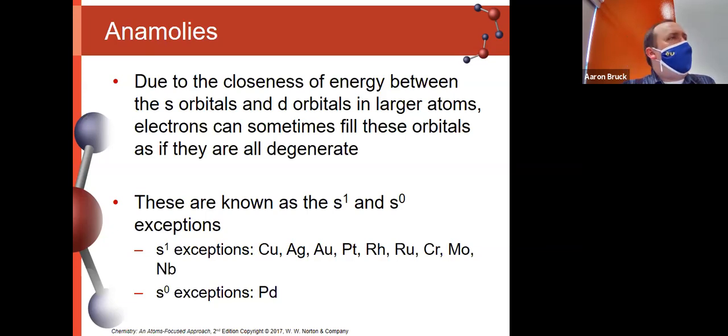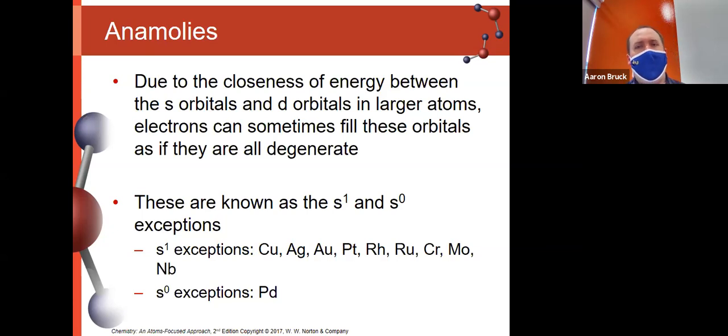There are some F block exceptions, but we're not going to get into them because, A, there are too many of them. B, they're kind of random. There's no real set order about them. And C, we're not going to do a whole lot of chemistry of rare earth elements anyway.